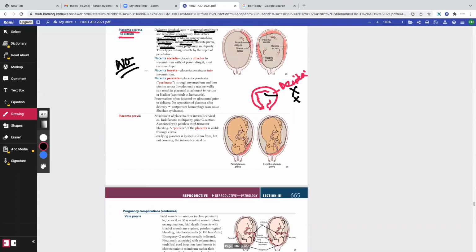How many types of accreta spectrum do we have? We have accreta, increta, and percreta. Accreta means attachment to the myometrium. Increta means penetration into the myometrium. Percreta means penetrate the myometrium and go all the way to the uterine serosa. This is basically divided on the extension of the placenta.